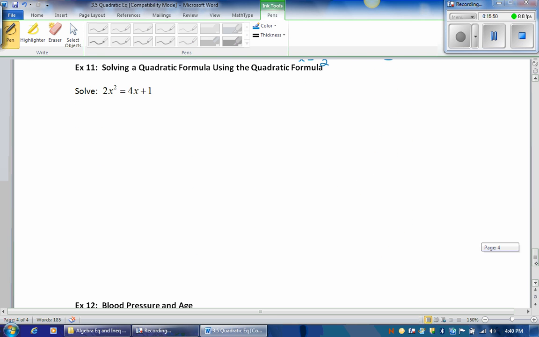All right, so let's try this one. Now this one, in order to solve it, we have to get it set equal to 0. So we need to move everything to the left-hand side of this equation. We're going to subtract over the 4x, and we're going to subtract over the 1 so that it's set equal to 0.